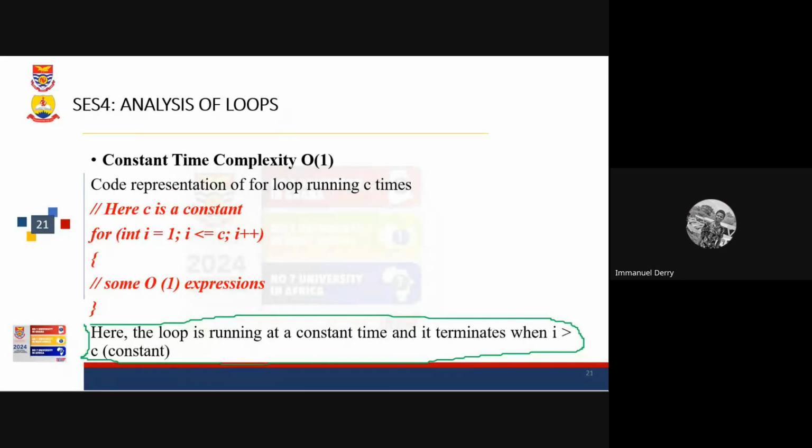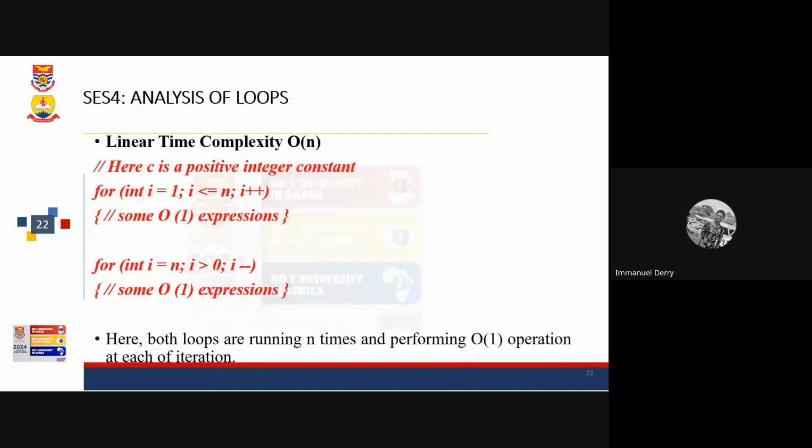Is there any other question? All right, so this simple loop is the big O of one, which is a constant time complexity. So let's move on to the next. You have the linear time complexity as well. Richard.